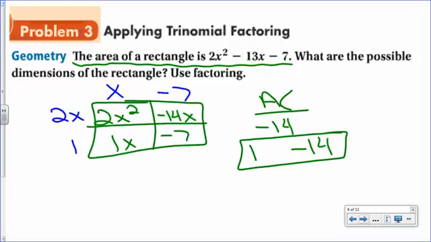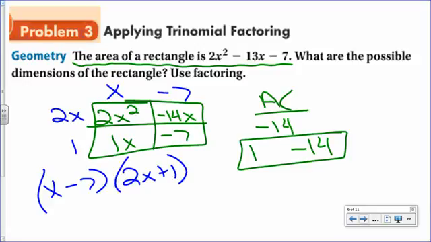All right, here's your final answer. X minus 7, 2x plus 1. All right, and if you do FOIL it out, if you ever want to check your answer, guys, you take first times first. You look up top there, that's 2x squared. So we know that's right. And then if you keep on going there, you would get the right answer.